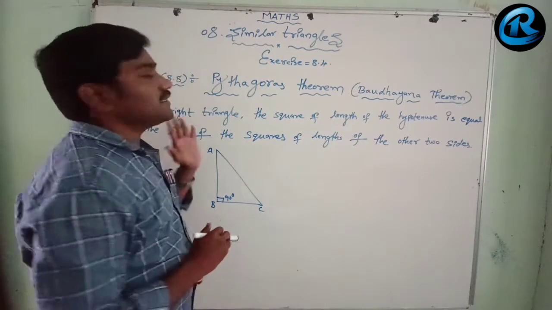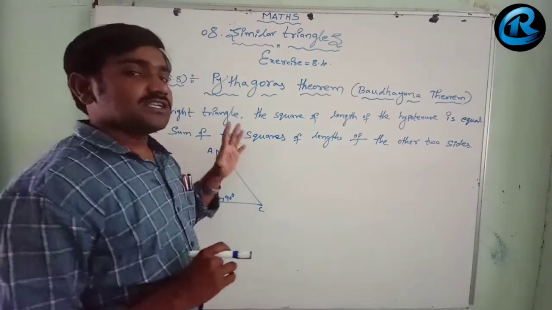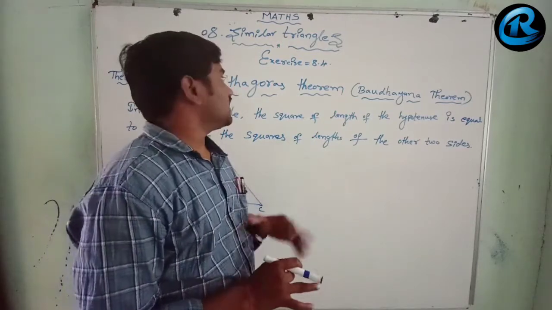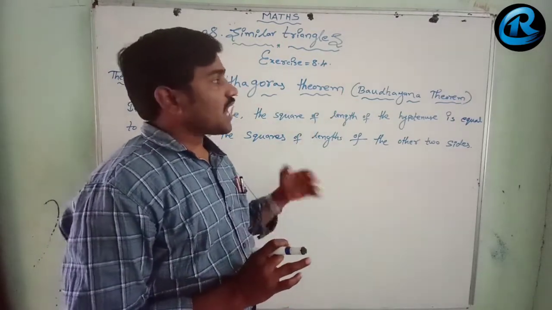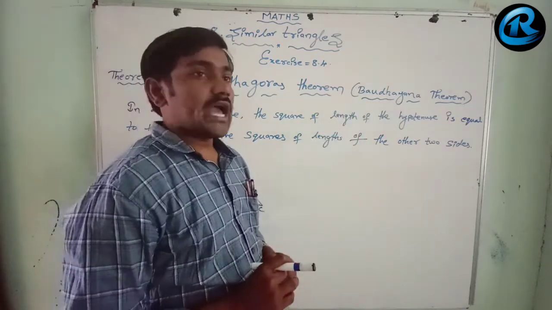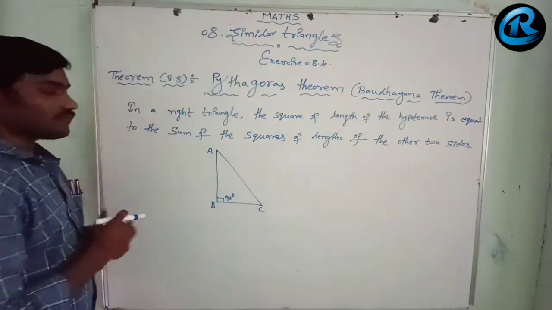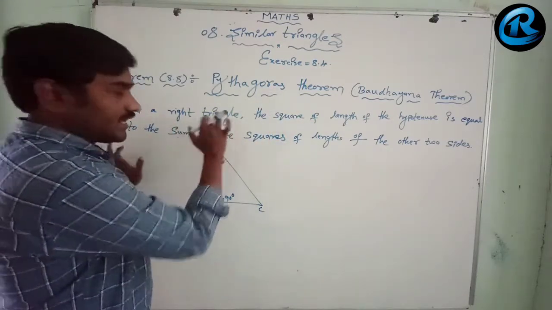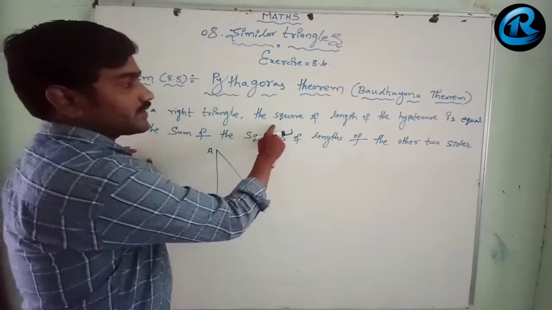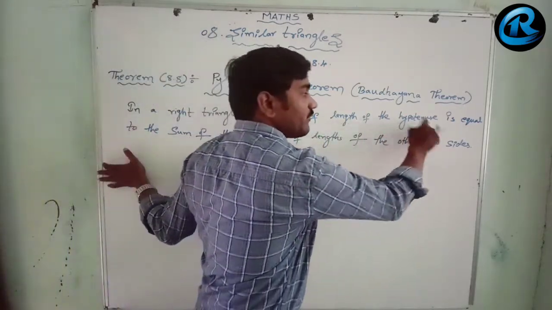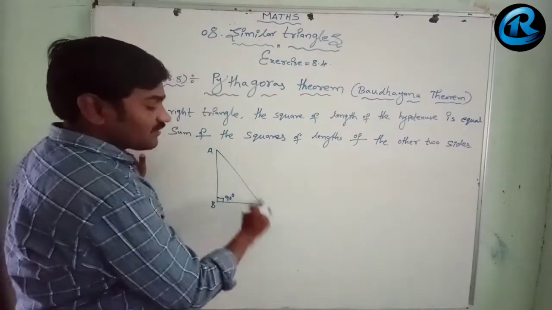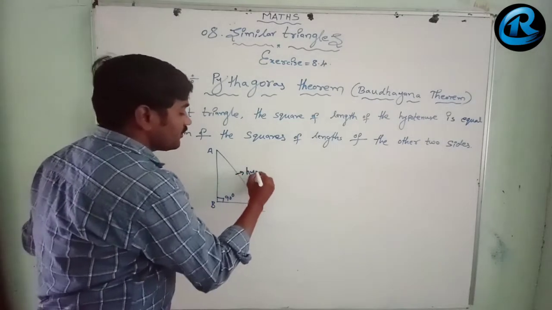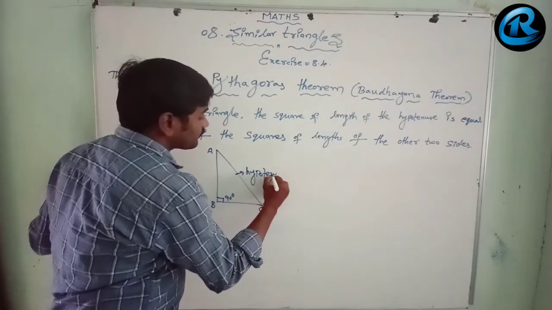Now here is theorem number 8.8. This theorem is very familiar to you as you have been learning it from your 8th class. That is the Pythagoras Theorem. It is also known as the Baudhayana Theorem. So we learn what the Pythagoras Theorem is. In a right angle triangle, the square of the length of the hypotenuse. What is the hypotenuse? This is the hypotenuse. We know what the hypotenuse is.